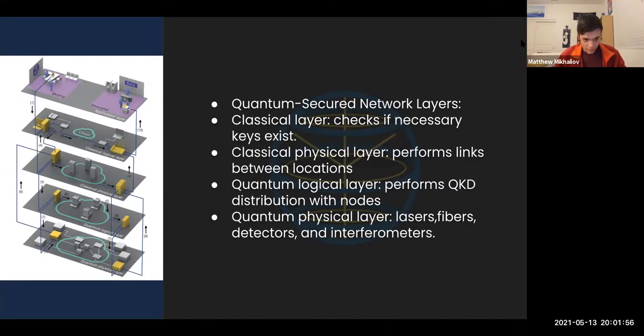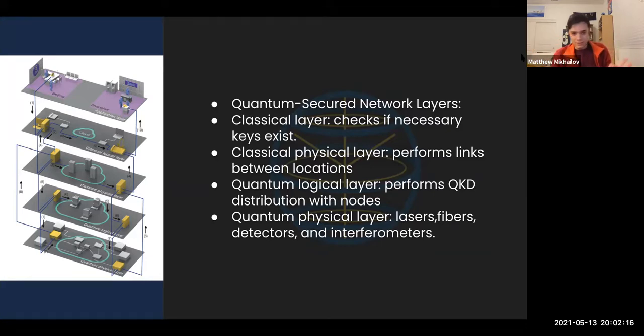And then once we've done that on the quantum physical layer, on the quantum logical layer, that corresponds to generating a key. That key gets sent back up to the classical logical layer. So basically we say, okay, we've got this number, it's your key, use this here. And now that both users have this, they can actually do their entanglement protocol.